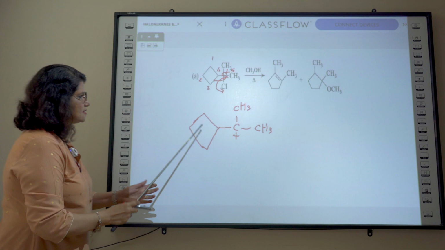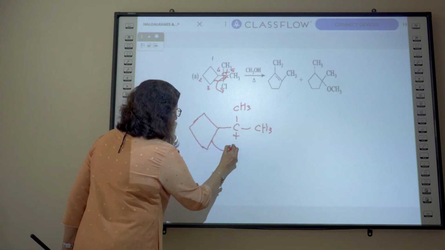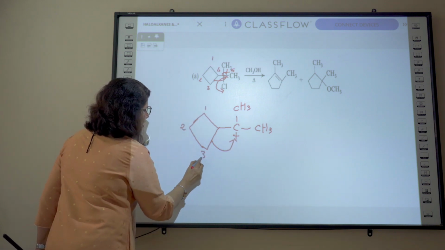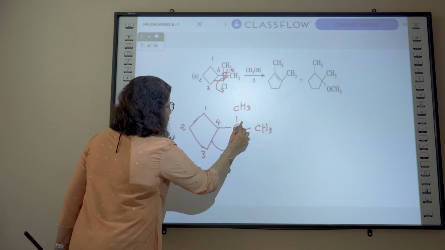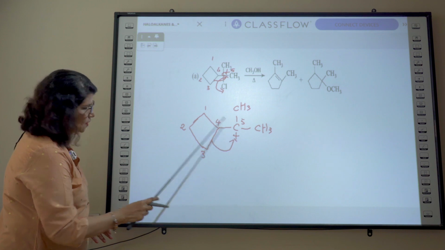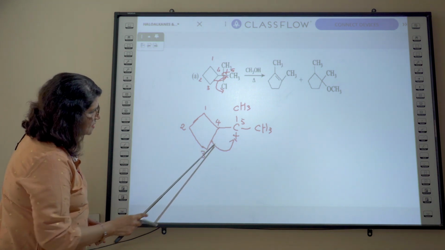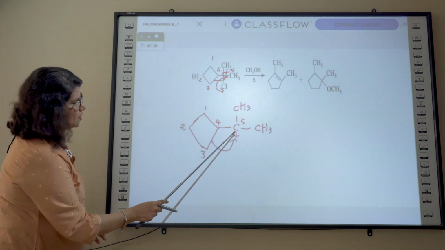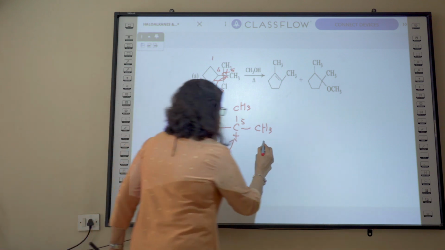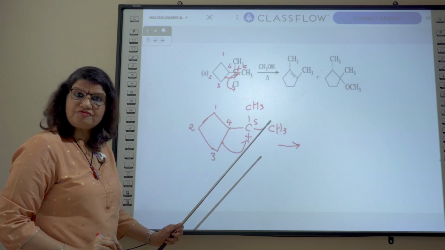There is strain in this cyclobutane ring. So in order to relieve that strain, let this bond shift here. So what are the numbers? 1, 2, 3, 4 and 5. Okay? When this bond shifts here, you notice that the 3 is now connected to 5. The fifth carbon atom is the one with 2 methyl groups. So let me draw the structure here. Okay? So the 4-membered ring has now been converted to a 5-membered ring.